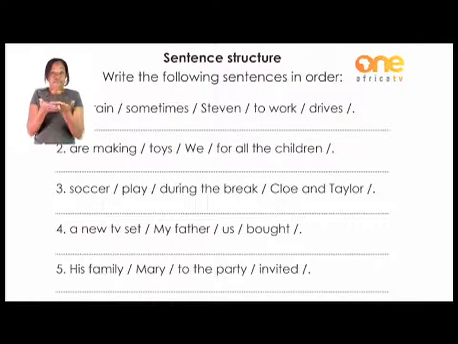Okay, all right. Now let's look at number two. Are making toys we for all the children. Now look at the word again, which is starting with a capital letter there. Then that word will be the one to start the sentence. Which word there? The we is starting with a capital letter. So I think we should be the first word to start this sentence. Okay. So now let's make a sentence that makes sense. We are making toys for all the children. I think that one makes sense, don't you?